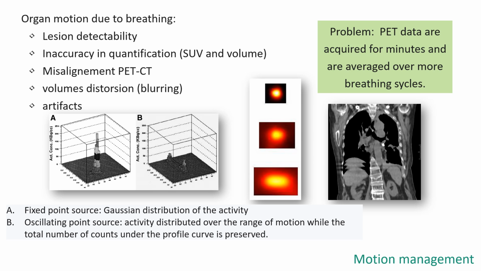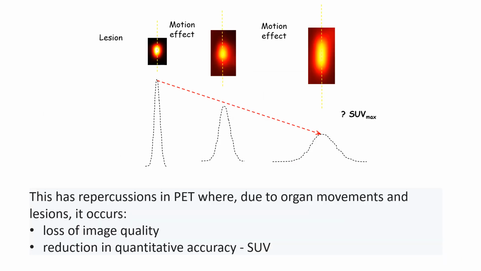A point source that should give a Gaussian distribution of the counts, as shown on the left of the figure, when the point is moving during breathing leads to a different distribution on the right, with a distorted shape and lower intensity. Motion is very important in quantification, as the value of SUV decreases rapidly according to the displacement of the lesion during movement, as shown in this scheme.